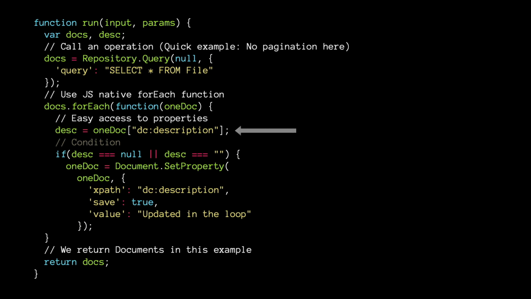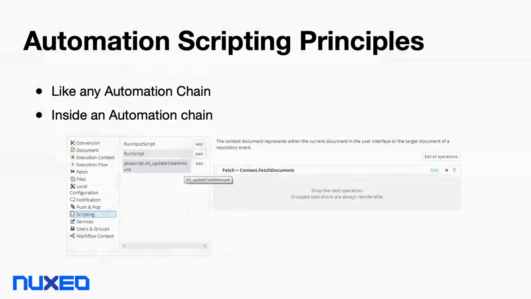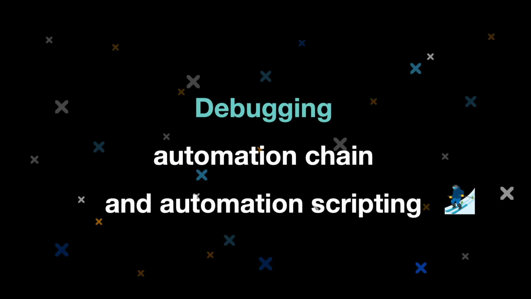And then if the description is empty or null, we execute the document.setProperty operation to assign a value to the description. We save the result and we return the array. An automation scripting can be used like any automation chain, and you can even call an automation scripting inside an automation chain.